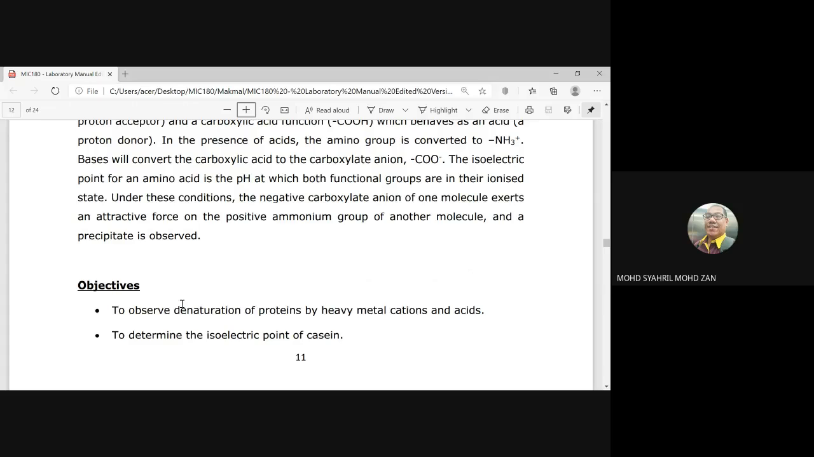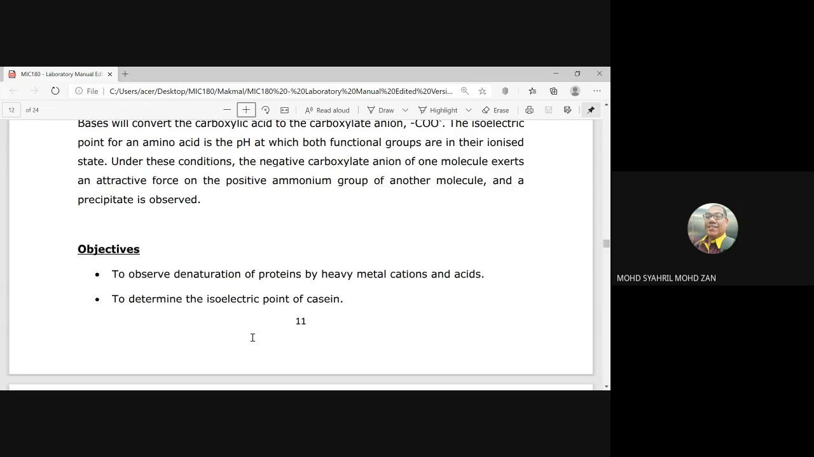So the objective of the experiment is to observe denaturation of protein by heavy metal cations and acids. Okay, heavy metal cation kita gunakan plumbum, mercury dan sebagainya. Okay, determine the isoelectric point of the cations. So kena kita tengok macam mana keadaan berlakunya proses isoelectric pada proteins. So dalam kes ni kita gunakan casein. Casein is one example of proteins.